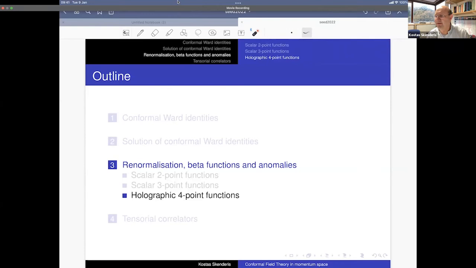It depends on you. If you want, we can extend it 10 minutes more. Okay, so yeah, let's aim for 10 minutes. So I will briefly summarize these four-point functions, and then I will also briefly summarize the tensorial ones, maybe a few minutes on each, and then we will conclude.